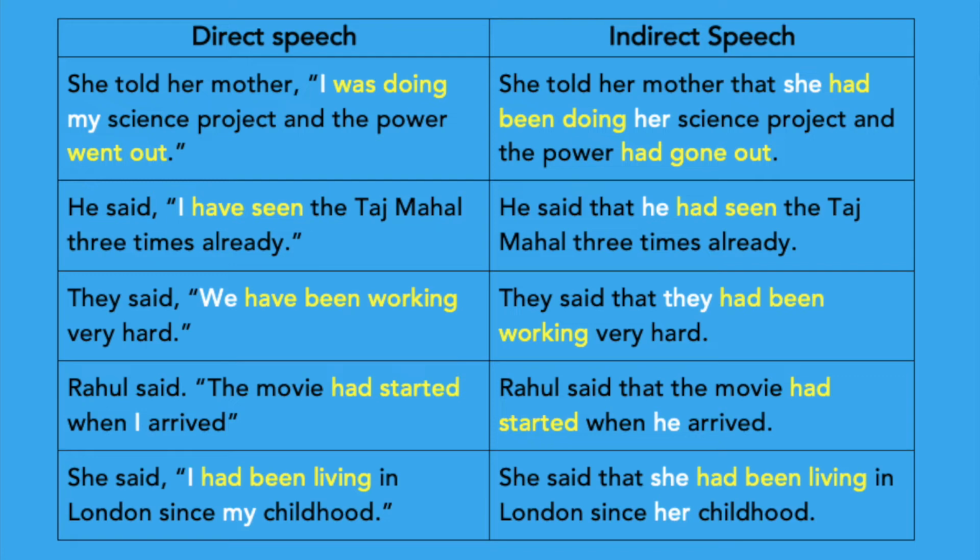See the next sentence. They said, we have been working very hard. They said that we becomes they. They have been becomes had been. And finally, they said that they had been working very hard.